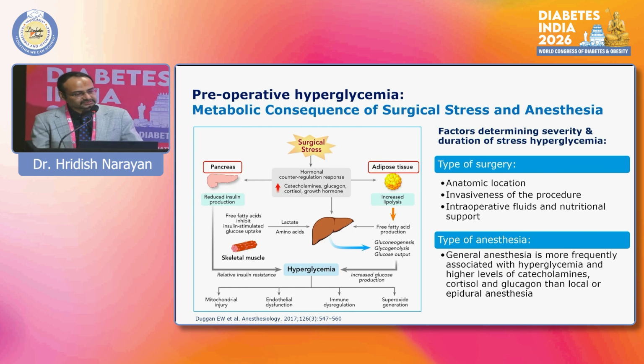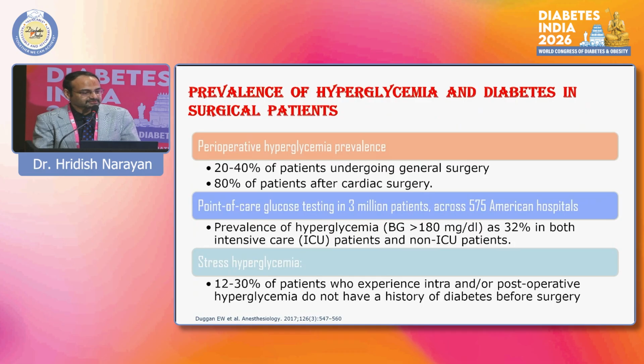So anatomic location. Suppose eye surgery, something else, then intermediate grade, a laparoscopic cholecystectomy, then you undergo a CABG, then you undergo renal transplantation, then you have a complex oncological surgery going on for 16 hours. So these will actually also determine what type of glycemic variability is going to attack the patient. And also the intraoperative fluids and nutritional support you have given previously, as well as in the perioperative and postoperative period. Type of anesthesia, definitely, whether it's general, local, etc., will also be one of the factors or variables in this particular aspect.